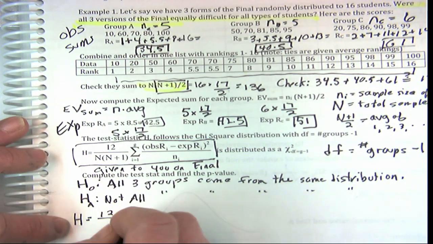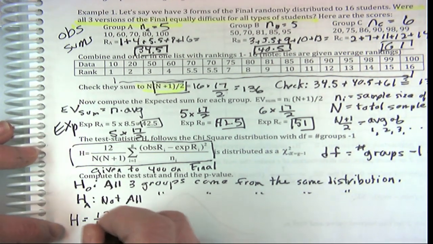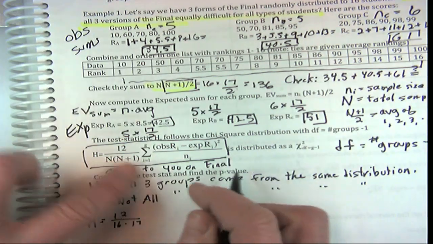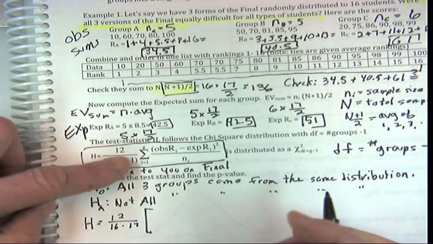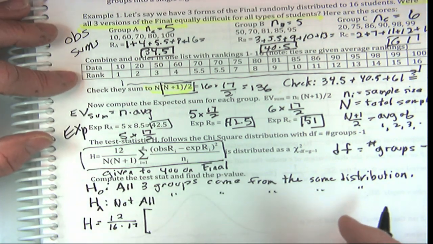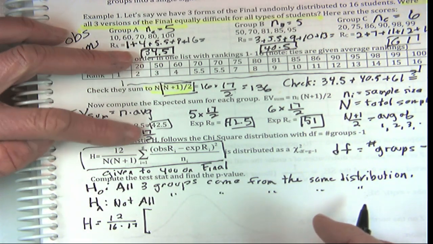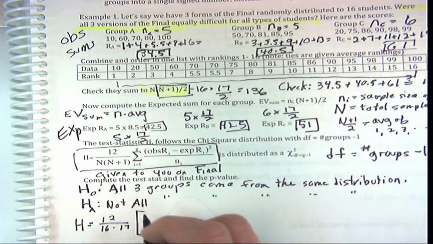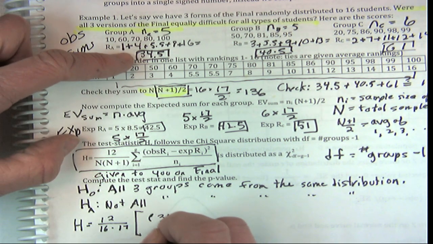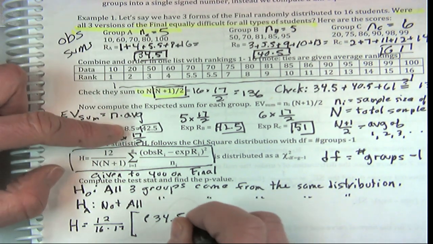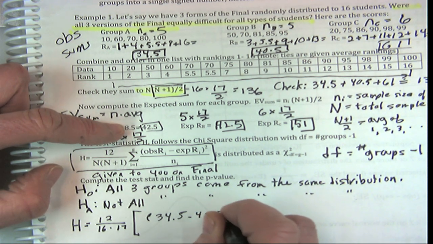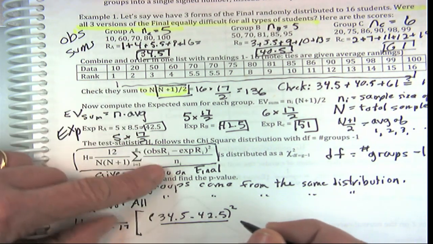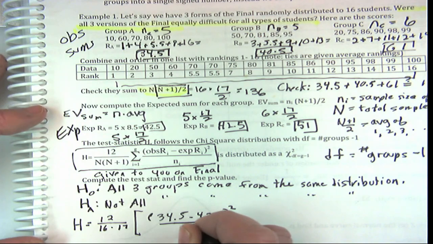So we say 12 over 16 times 17. And then what are we doing? We're summing up for each group. We're taking the observed sum minus the expected one, so the difference between these two numbers, and squaring it. So we have 34.5 minus 42.5 squared, and then it's over its sample size, and its sample size is 5.